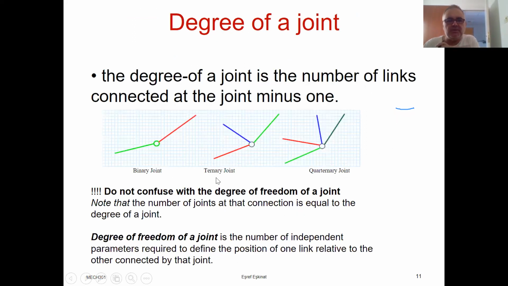And then we talked about the degree of joint, and we said that the degree of joint has nothing to do with the degree of freedom of a joint. Degree of joint just shows how many links are connected to a joint. For example, a binary joint has 2 links connected. A ternary joint has 3 links connected, etc.